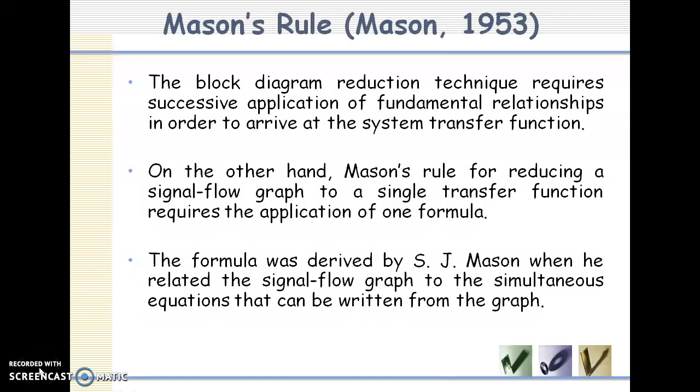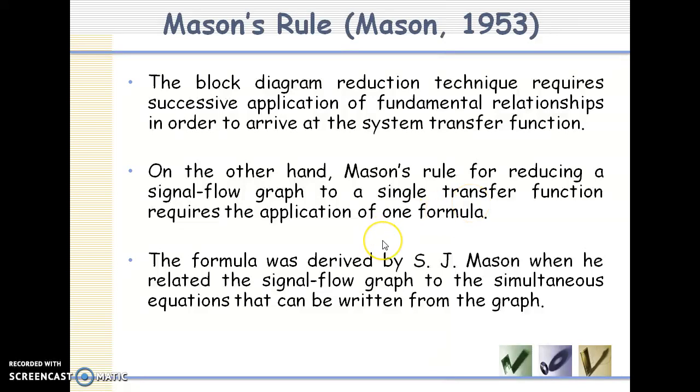Now we shall see Mason's rule, which was developed in 1953. The block diagram reduction technique requires successive application of fundamental relationships in order to arrive at the system transfer function. On the other hand, Mason's rule for reducing a signal flow graph to a single transfer function requires the application of one formula. That is important. We need only one formula to derive the transfer function.